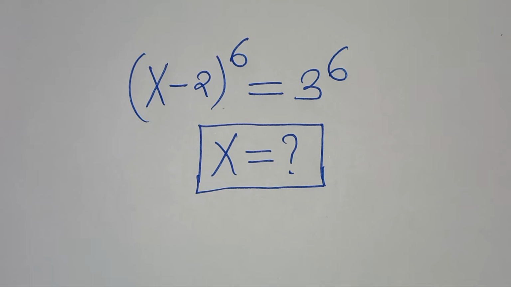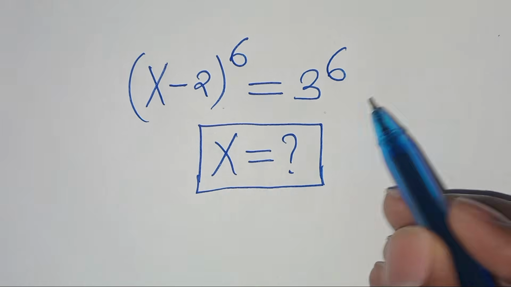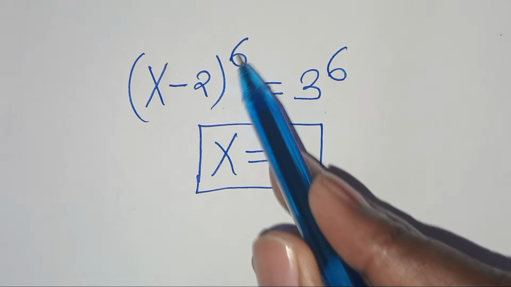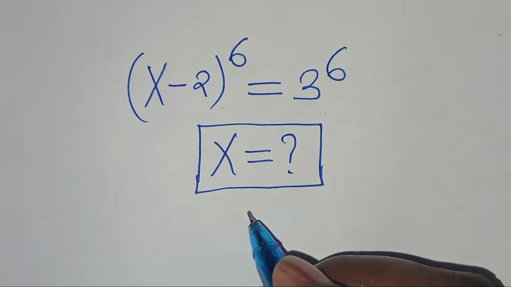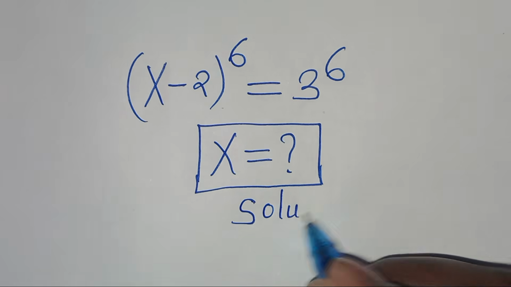Hello everyone, you're welcome to solve this nice algebra problem, which is (x − 2)^6 = 3^6. What are the values of x? Now let's provide a solution from here.